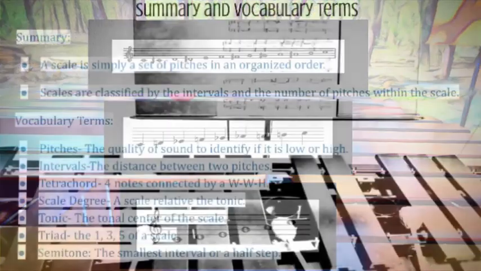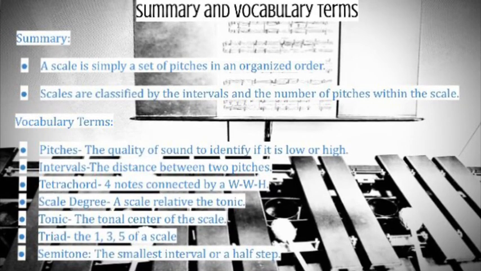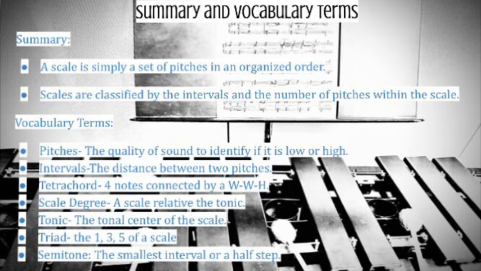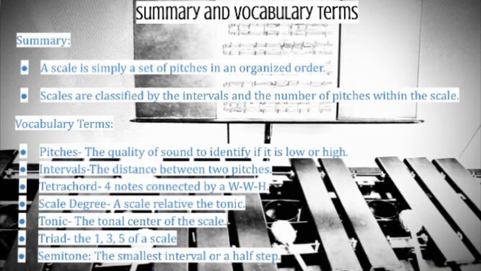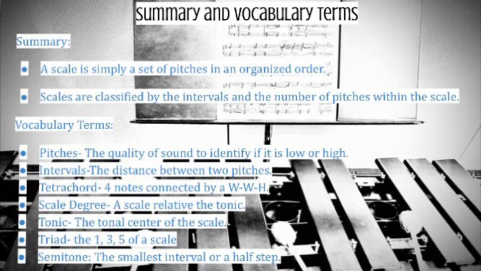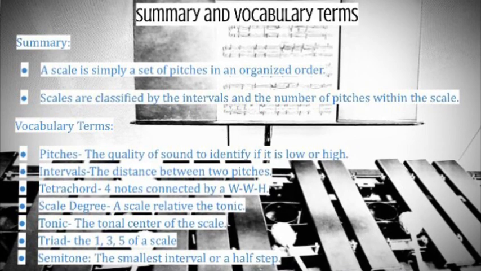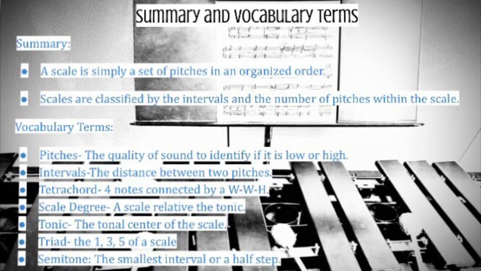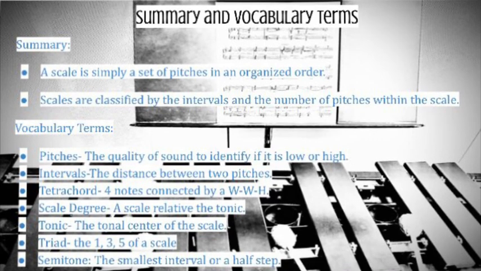Our final slide summarizes everything up and reviews our vocabulary terms, which the summary is: a scale is simply a set of pitches in an organized order. There are many different ways to go with this. You have major, bright sounding ones, you have minor, spooky sounding ones. It goes all over the place. Scales are classified and grouped by the amount of intervals that is in the room between each note or pitch and the number of pitches that you're going to have within the scale. For example, chromatic has 12 notes within the scale, and for example, it is separated by a whole then half.